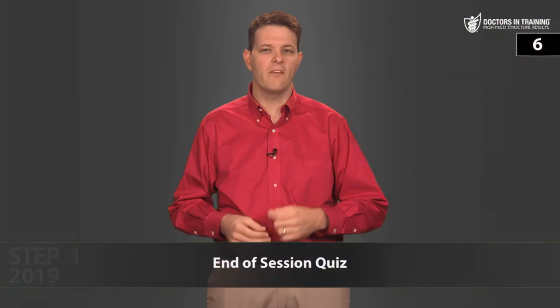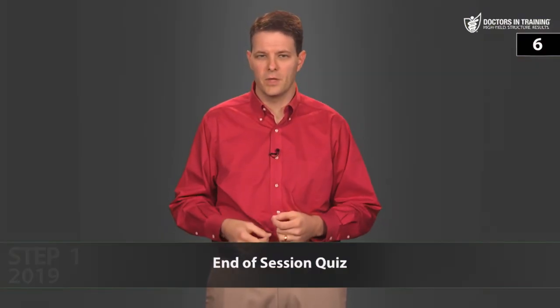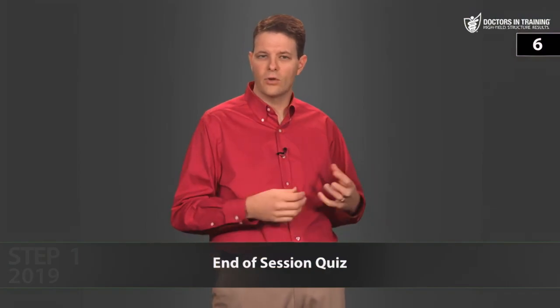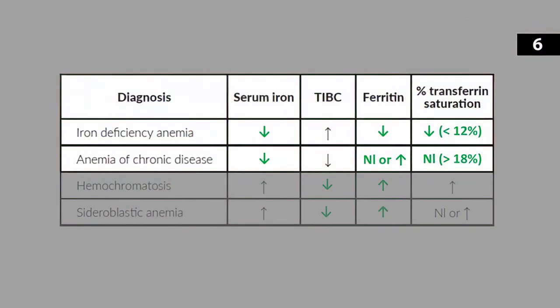Next, a patient is found to have microcytic hyperchromic anemia. What lab findings allow you to distinguish iron deficiency anemia from anemia of chronic disease? Well, in both of these, serum iron will be decreased. But in a patient with iron deficiency, they're going to have increased TIBC, decreased ferritin, and transferrin saturation will be low, less than 12%.